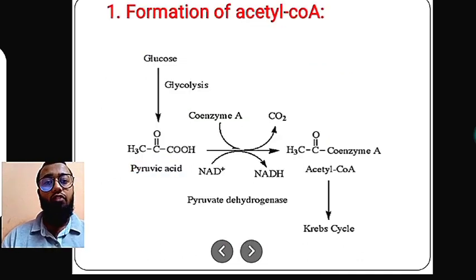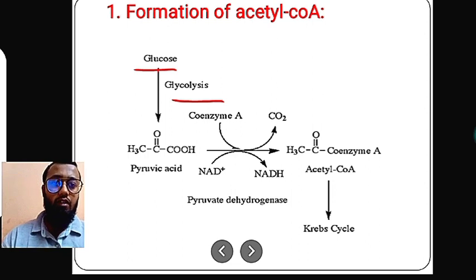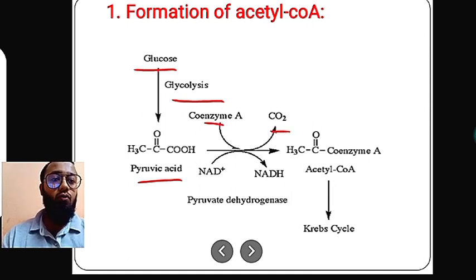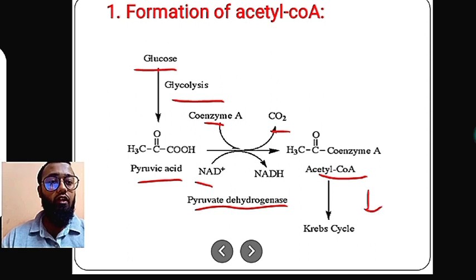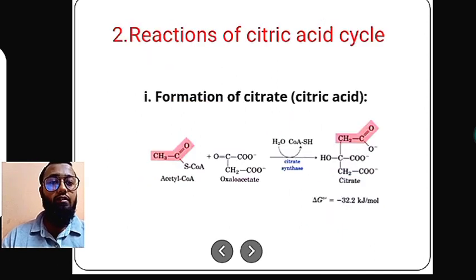The first step of the citric acid cycle is the formation of acetyl CoA, and the formation of acetyl CoA takes place with the glucose entry through the glycolysis pathway, and the end product, as I earlier said, is the pyruvic acid, and this pyruvic acid reacts with coenzyme A, releasing CO2, in the presence of cofactors NAD and other cofactors like TPP, and the enzyme involved is the pyruvate dehydrogenase. Remember the first enzyme, pyruvate dehydrogenase, and the formation of acetyl CoA is there, and this acetyl CoA enters into the Krebs cycle. Let's see the second reaction.